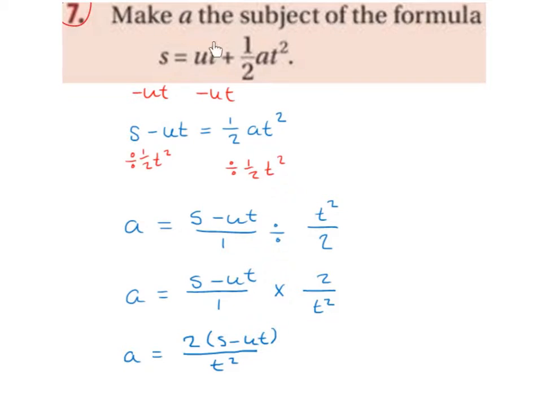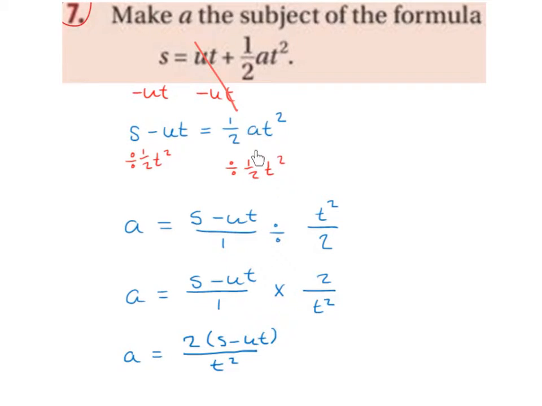So if I want to get rid of ut, I'm going to have to minus ut, so that they cancel out. And if I minus ut to the right of the equal sign, I have to minus ut to the left of the equal sign. So I have s minus ut on the left. Another way of looking at this is saying that I carried the ut over the equal sign and it became minus ut. Either way, you've got s minus ut on the left of the equal sign, and on the right of the equal sign you still just have a half at squared.